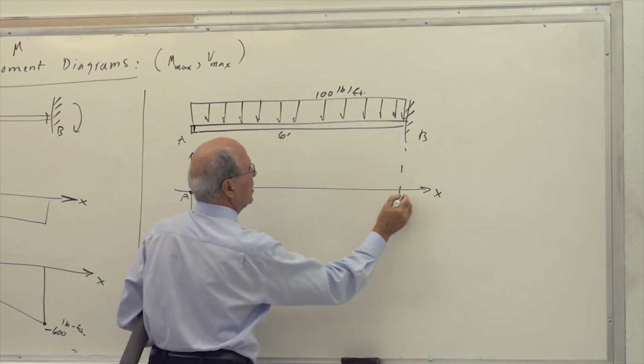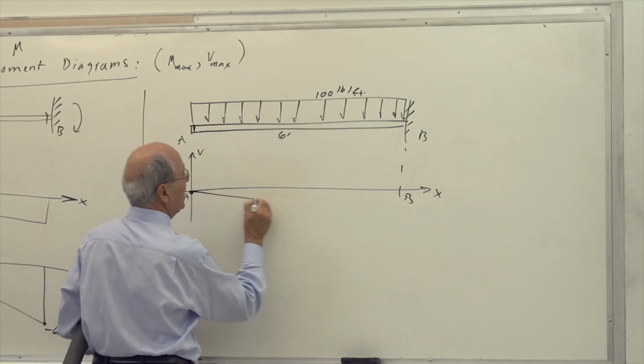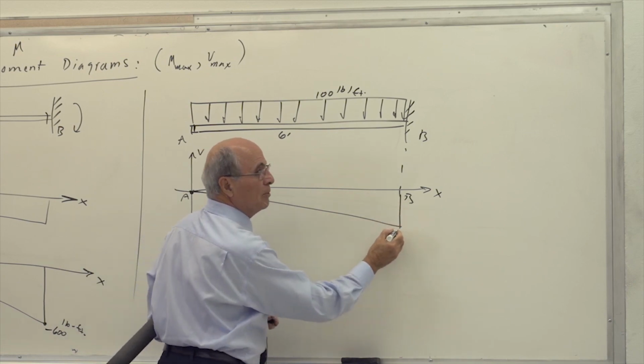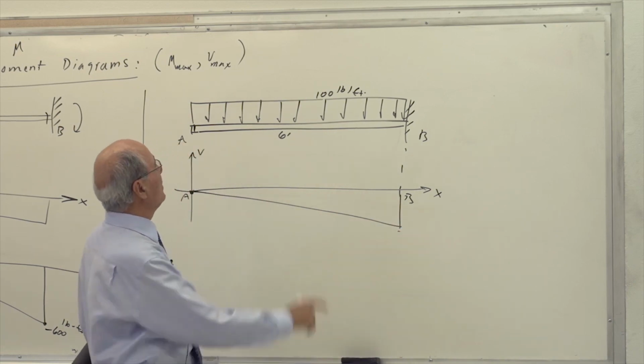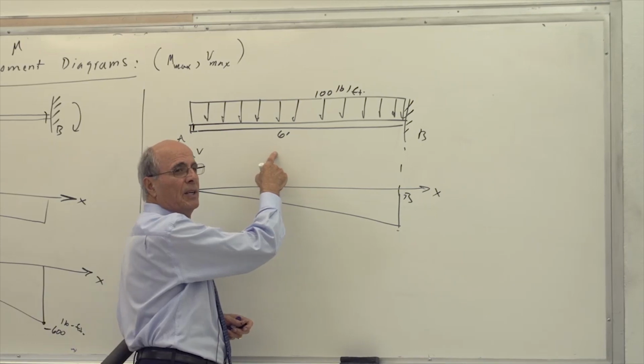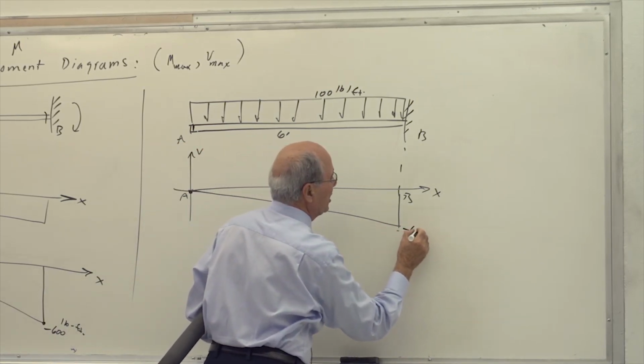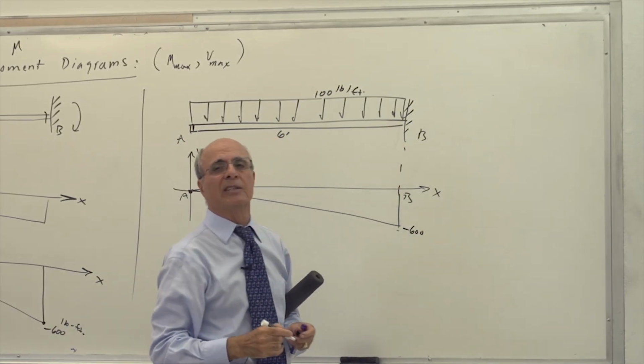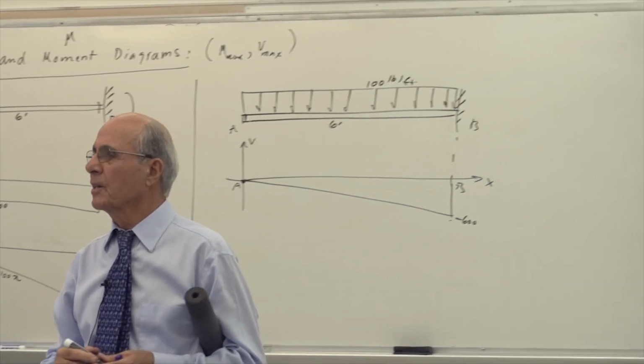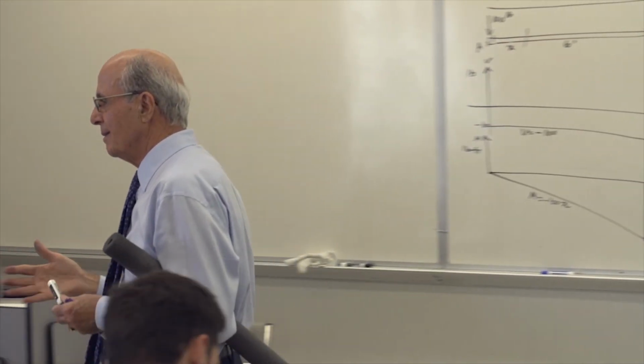Okay, this is X, this is B. So it must be linear this time. What's the maximum shear now? The maximum shear will be 100 times 6, or it's minus 600, which is really the reaction here. Is that understood? Yes? Correct? Happy? Not smiling. You are not looking at the sign convention.